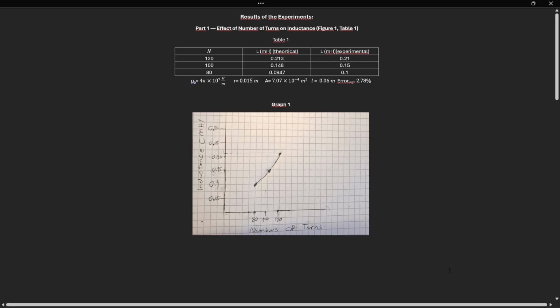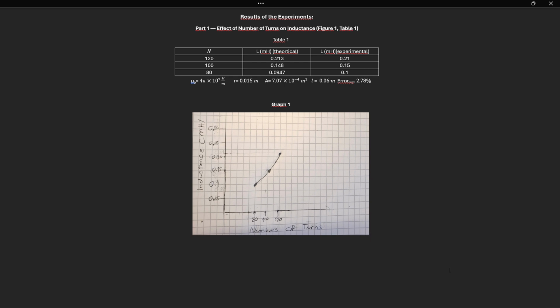In part 1, the tables and graphs show that when the number of turns increases, the inductance also increases. This result is expected because inductance is proportional to the square of the turn count. And as you can see, the graph clearly shows a parabolic increase. The error for this part was about 2.78%.